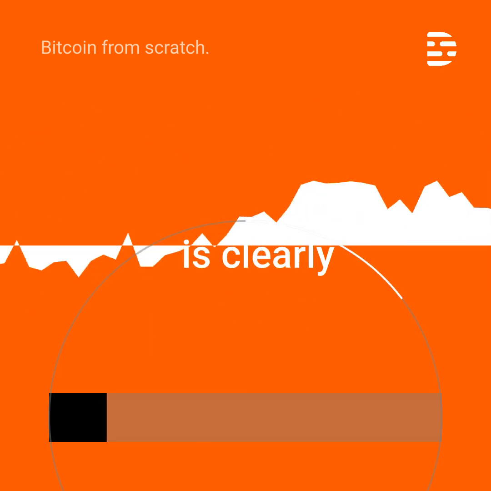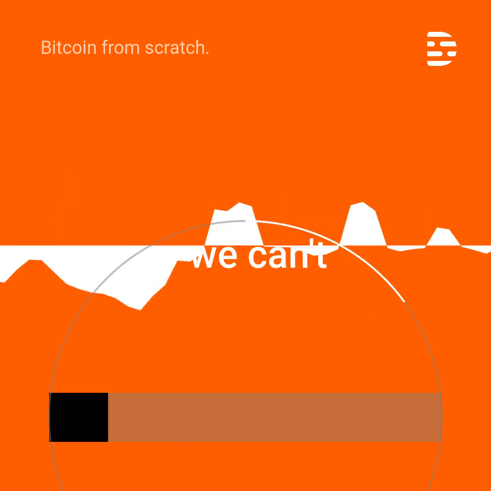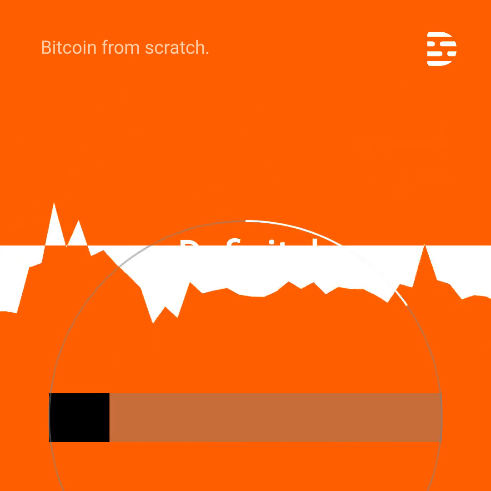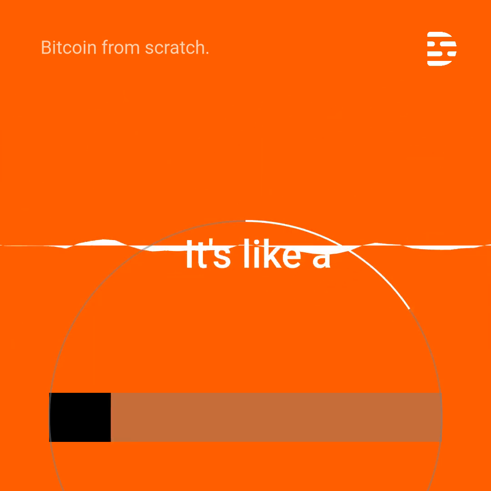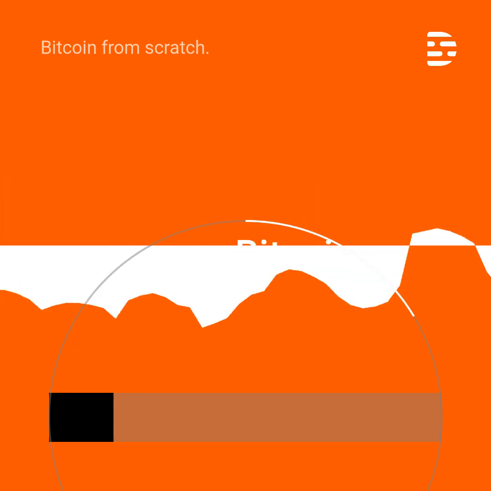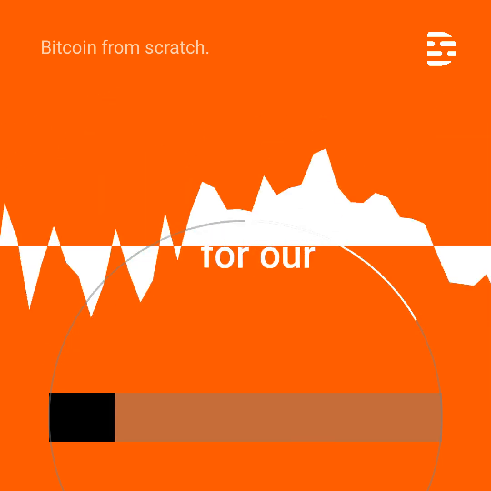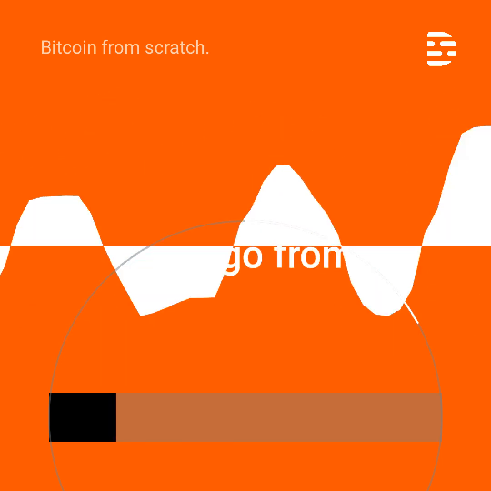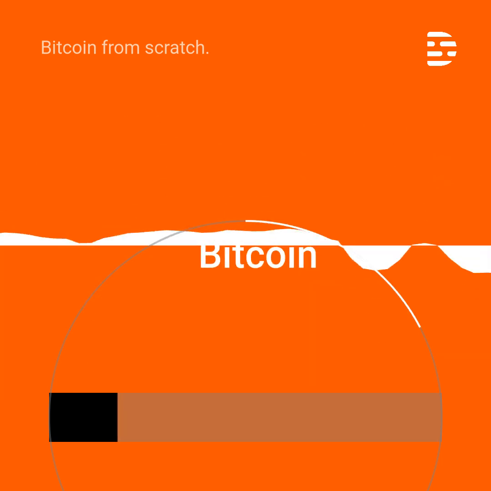So this secret key is clearly super important, but I imagine we can't just share it with everyone. Definitely not. And that's where the public key comes in. It's like a scrambled version of your secret key, one you can share without compromising your Bitcoin. Got it. So it's like a disguise for our secret key. But how do we go from a public key to an actual Bitcoin address we can use?